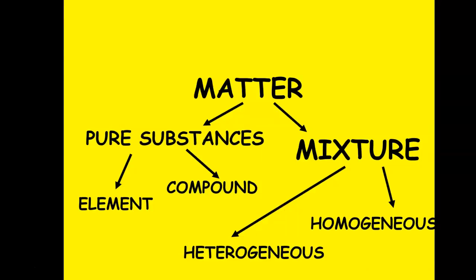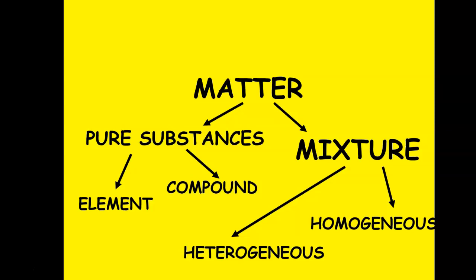So, matter, remember, is anything that has mass and takes up space, can be classified into two different types. You've got pure substances and mixtures. The differences between these two are that pure substances are the same composition throughout that cannot be physically separated, whereas a mixture is not the same composition throughout. It is made up of two or more different pure substances and can be physically separated.